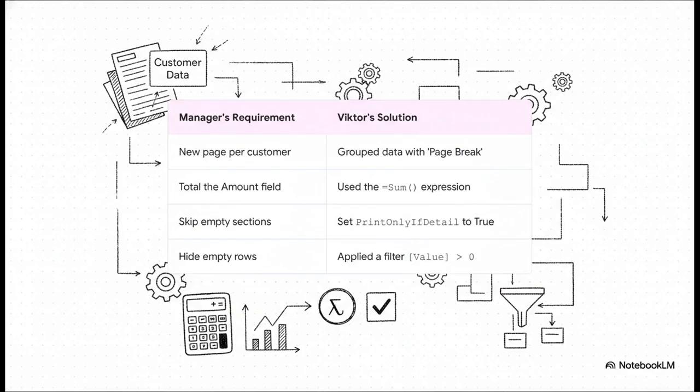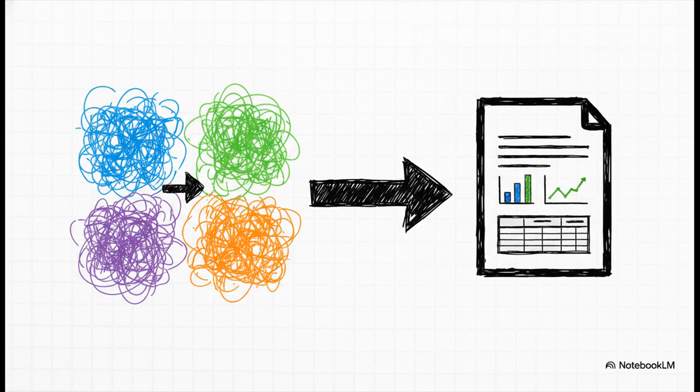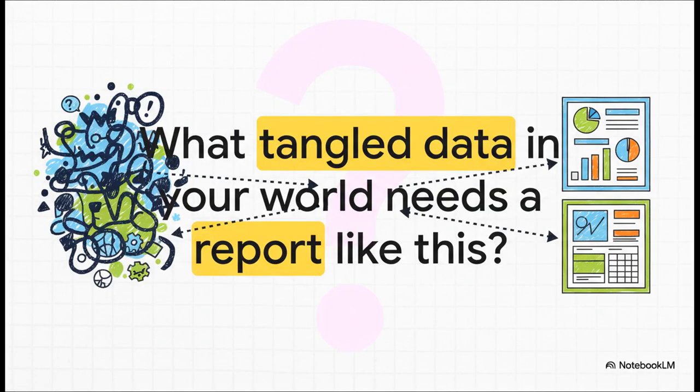It's a total victory. When you really boil it down, Victor's journey is a story of transformation. He took 4 completely separate, tangled sources of data, and, with some careful structure and thoughtful design, he wove them into a single, understandable, and genuinely useful business tool. He didn't just present data, he created clarity. And that kind of leaves us with one final thought. Victor brought order to his company's data chaos, so the question for you is, what tangled data in your world is just sitting there, waiting for someone to build a report and turn it into clarity?